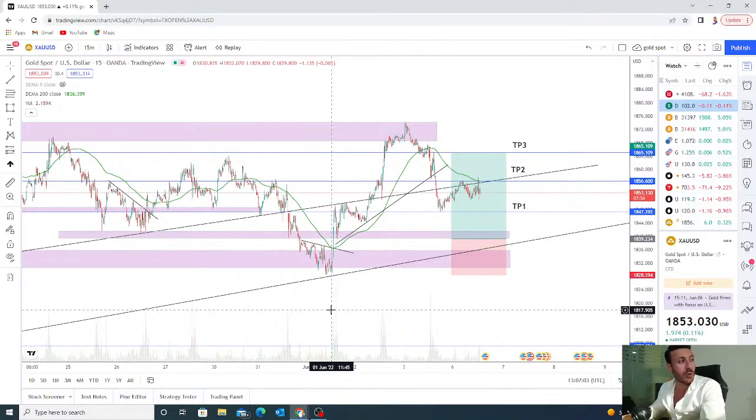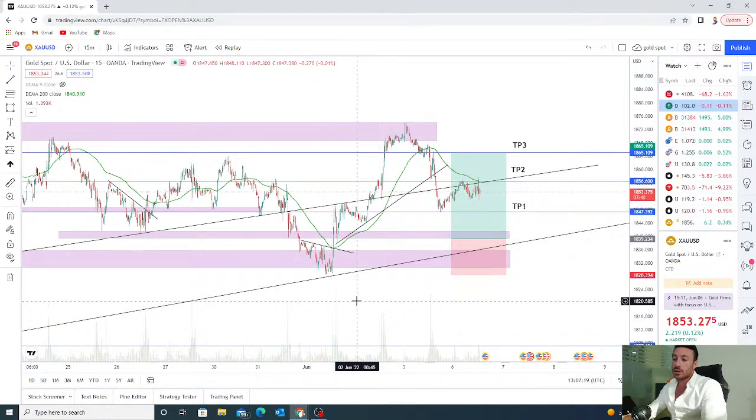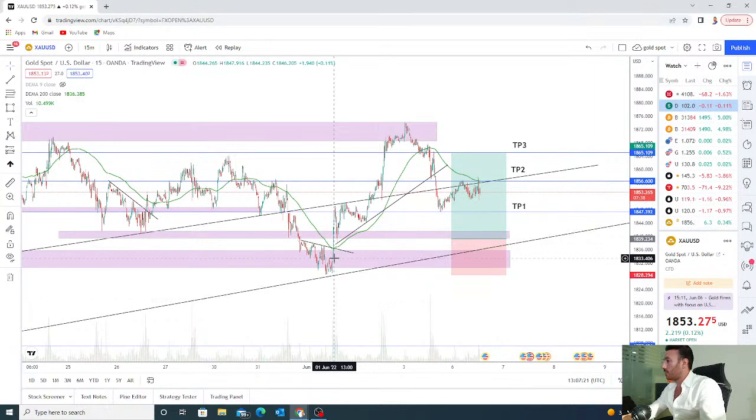On the long term, we are bullish on gold. That's why I'm trying to focus my trades on gold, because on the long term, if I have enough margin, I will always be able to wait, and the price will always come back to me. I am bullish on gold on the long term.